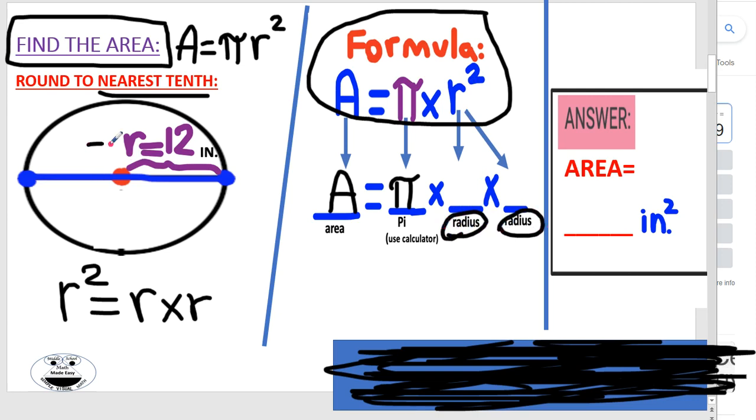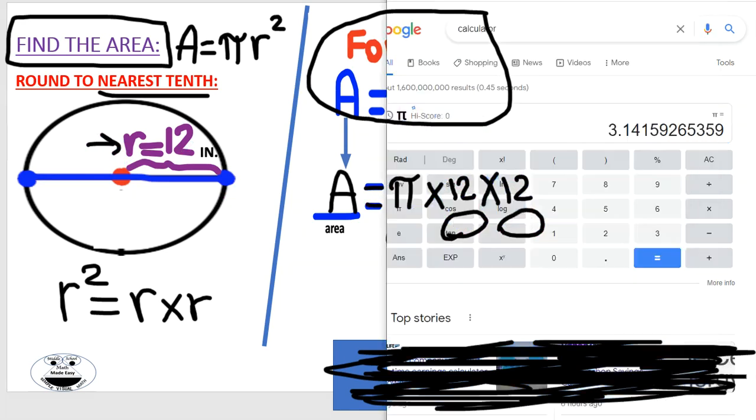And what is radius? It's given to us here. R is 12. And since it says r squared, we have to do r times r, 12 times 12. So now once we have this, what we are going to do is put this all onto the calculator because it says area is equal to this. So all we need to do is just multiply it all out. We need to use the calculator to get the exact value of pi.